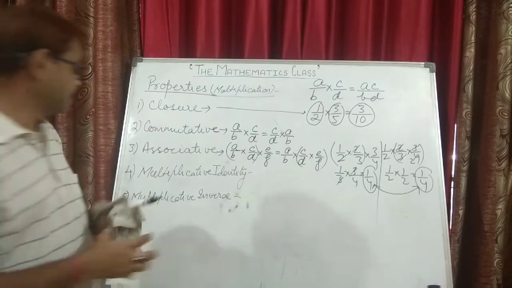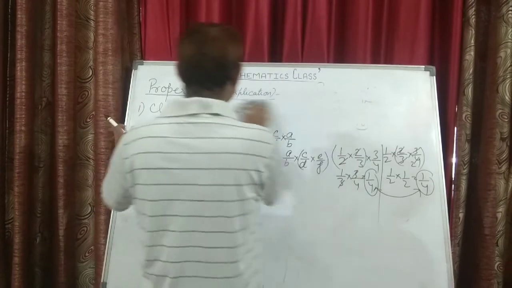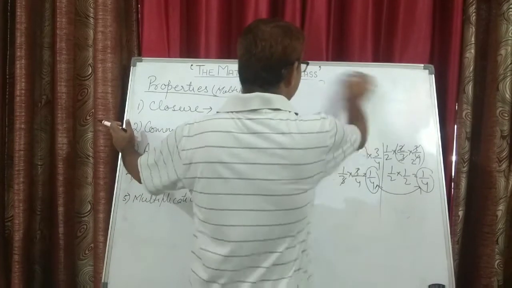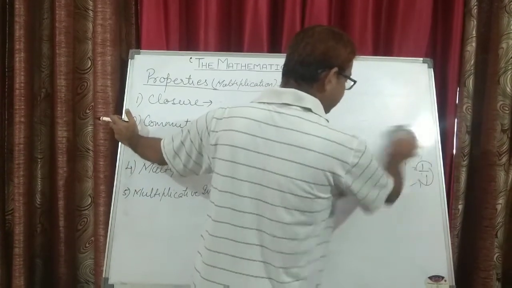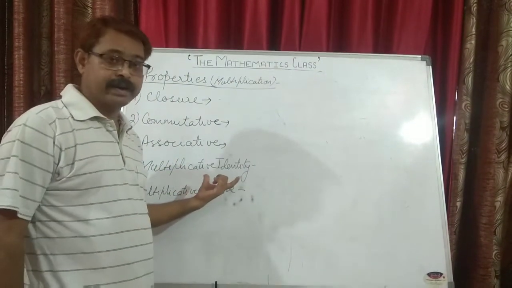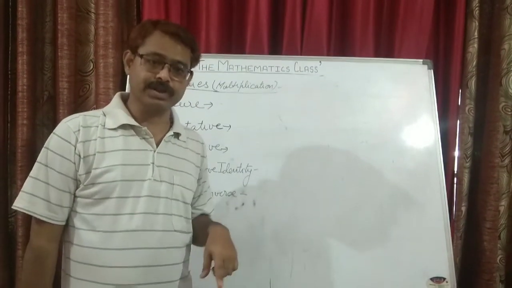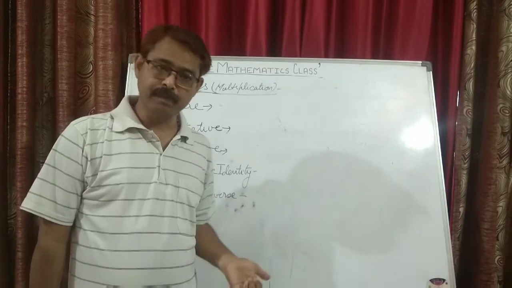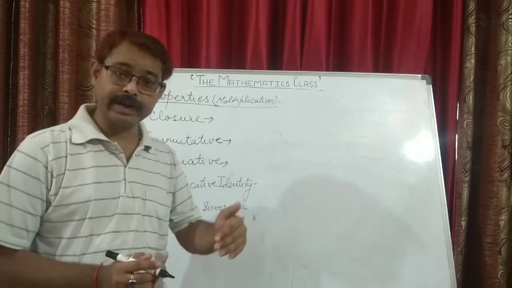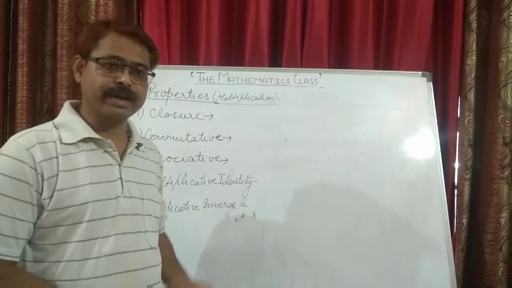Next is your multiplicative identity. What is multiplicative identity? In the previous one you have studied about additive identity. And what was the additive identity? Additive identity was 0. Now multiplicative identity is a number which exists in the set of rational numbers, such that any rational number multiplied by the multiplicative identity gives back the same rational number, and that multiplicative identity is 1.